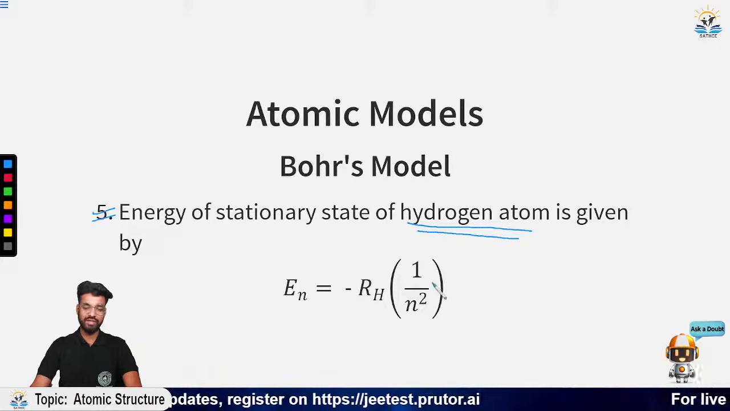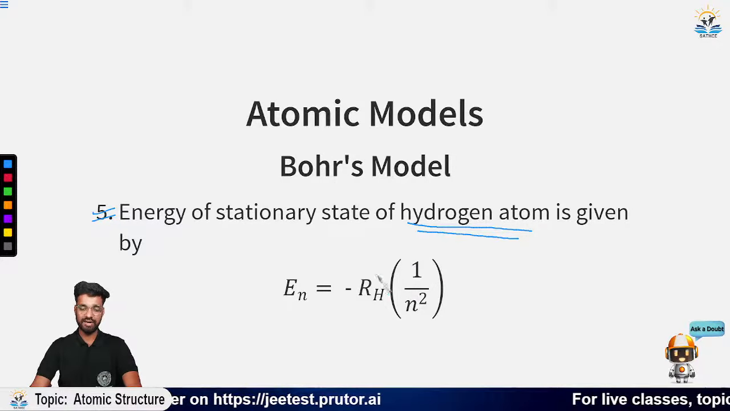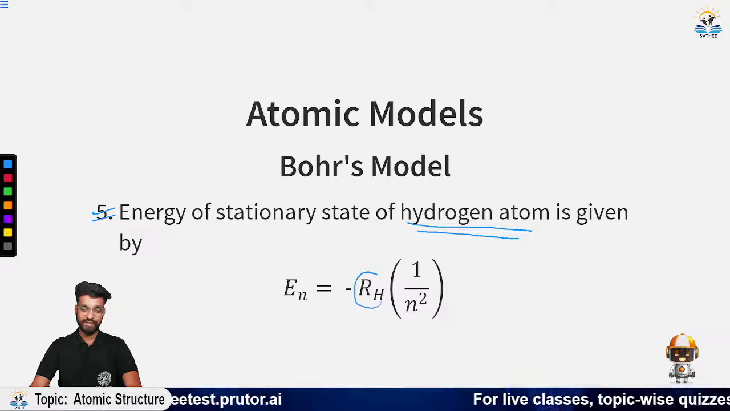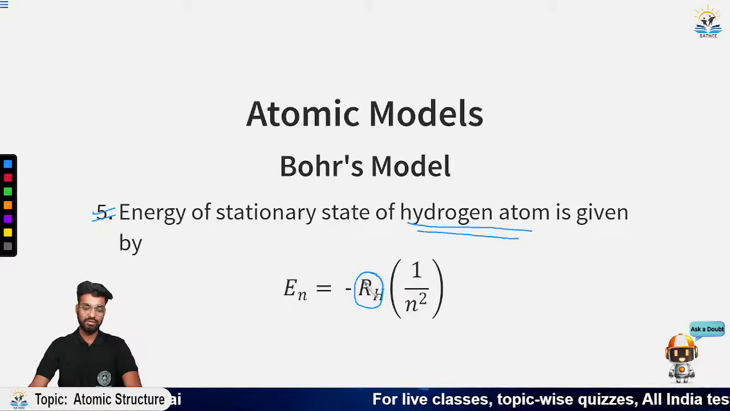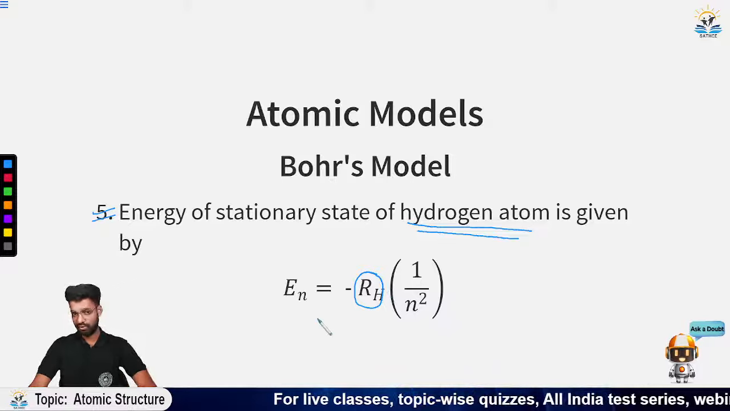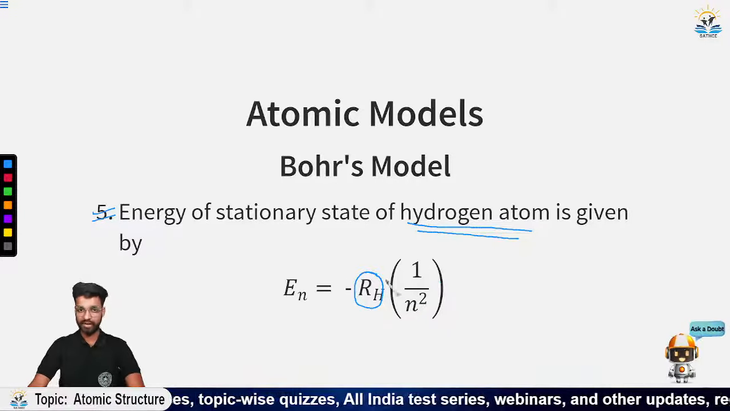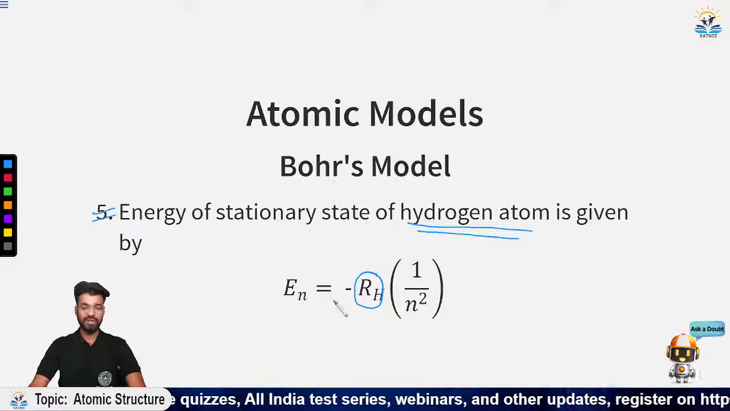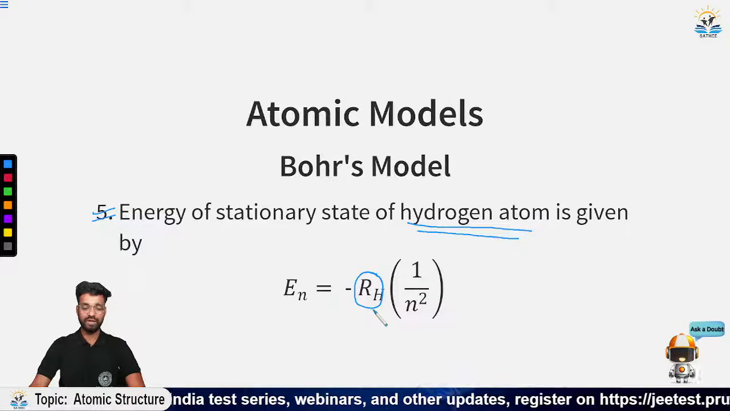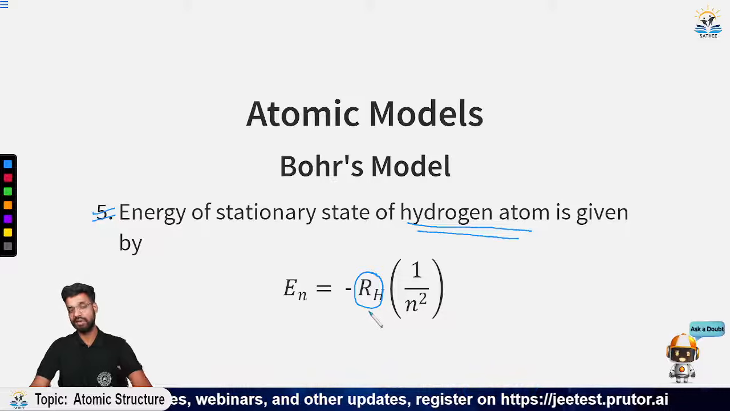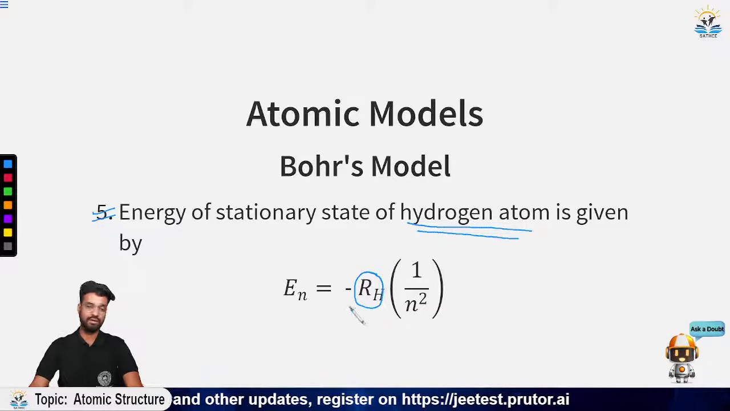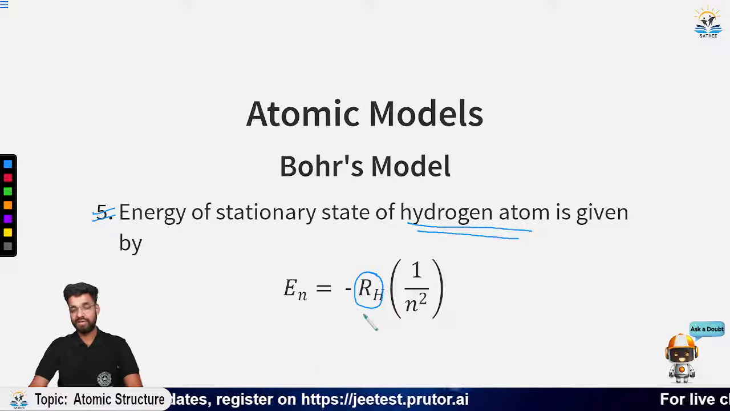And what does this formula say? It is 1 by n square and RH. So this is the magic of the Balmer formula. Bohr calculated this equation using many modern techniques, but Balmer calculated it earlier, and this RH value was in close proximity with the value which Balmer had calculated. So this was the magic of the Balmer formula.